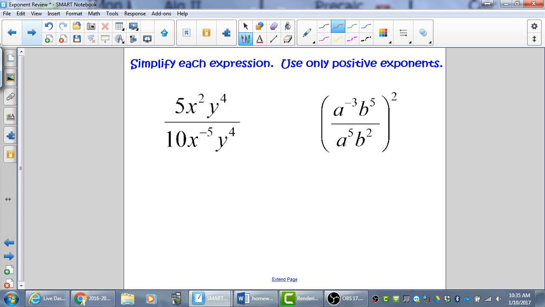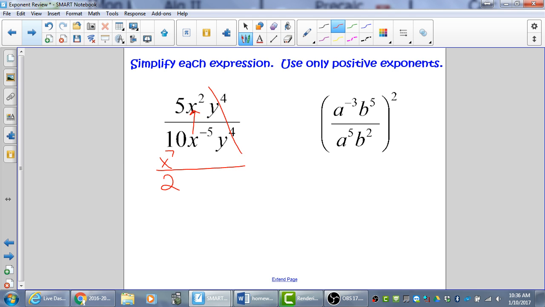Lots of little examples today. Simplify, use only positive exponents. So now 5/10 is a half. Just because we have a variable doesn't mean that changes how we simplify fractions. So 5/10 is a half. These 5 are going to come up here and join those 2, which makes x to the 7th. We're going to add the powers. And then these are both exactly y to the 4th, so those cancel, and we have our final answer right there. That's all you can do with that one.